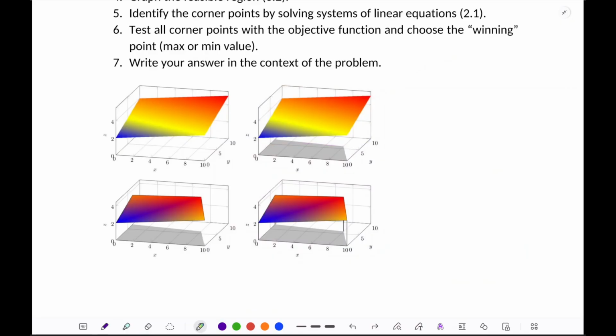Like I said, trying to draw 3D pictures in 2D isn't the best, but I hope these make somewhat sense. And that's enough for this video. We'll do more examples in the next video.